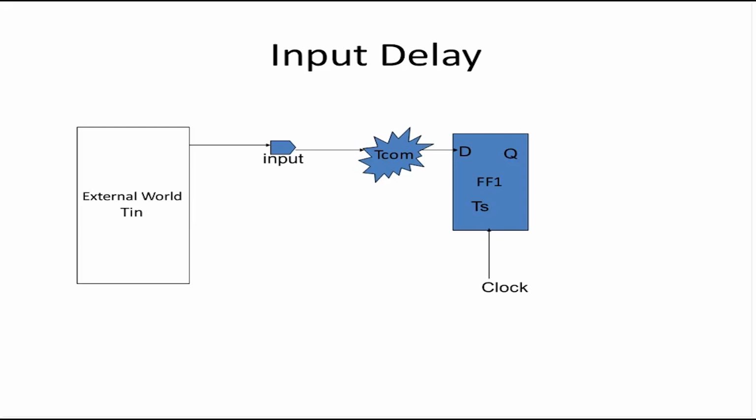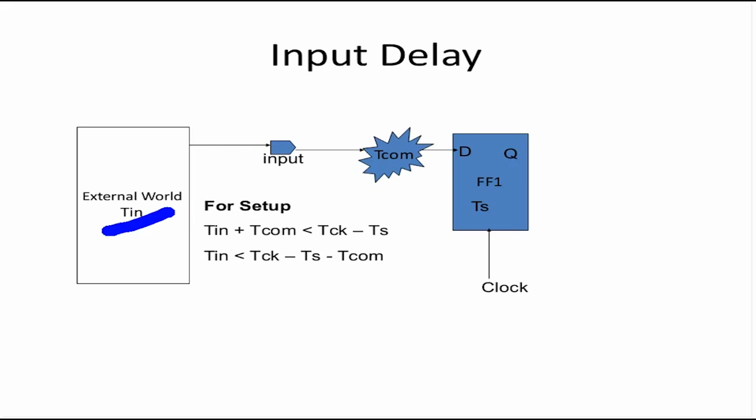Now external world, let's say the delay is T in, the input arrival time is T in. After T in, the data arrives at input. T combination, this is internal to your chip, and FF1, since it's captured, we are worried about the setup time here. It will have PS and TH. PS and TH are the setup and hold time. Now for setup, again the equation is the same type.